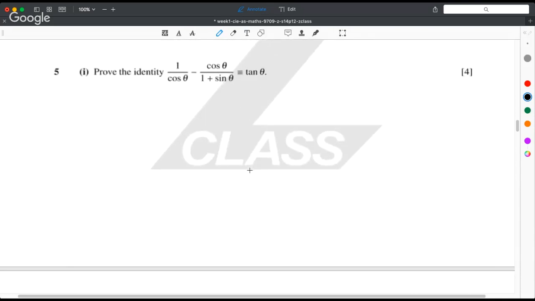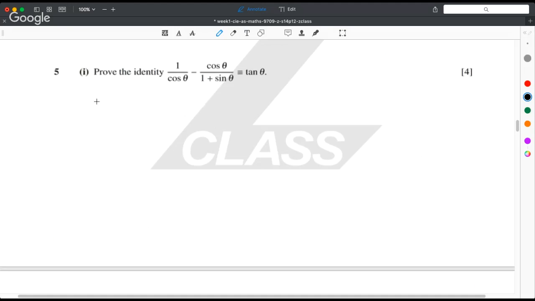Okay, question 5. They want us to prove this identity, and these are the kind of things that you just get in the habit of knowing how to do. You know which things make sense to plug in. So when you've got a sum of fractions, the first thing you want to do is pull them all together and see what comes out.